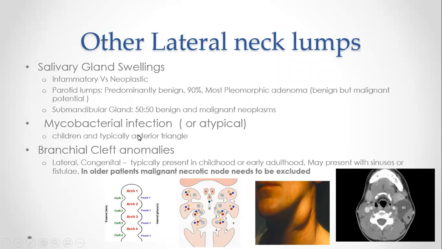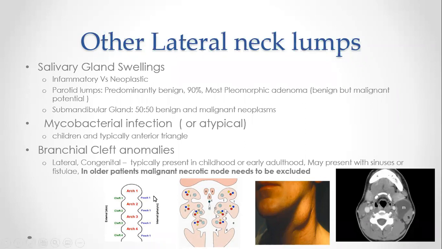Another lateral neck swelling is mycobacterial infection. It can be typical tuberculosis, or what is common in Western countries, atypical tuberculosis infection. Usually it presents in the anterior triangle. It does not cause any pain, no tenderness, and the child is usually well.